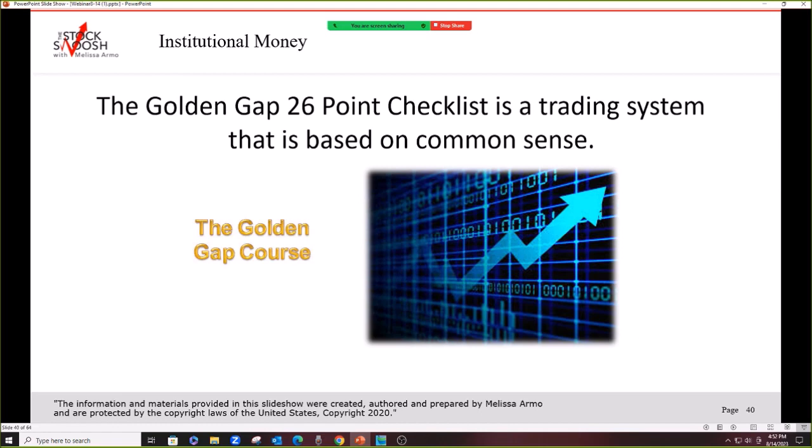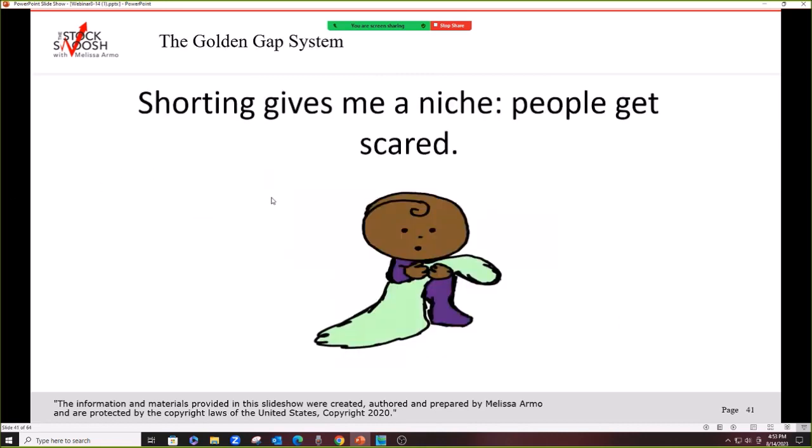It makes sense that shorting would be something in particular that would give you an edge. Many traders go long. They prefer to go long. They don't know how to short, or when they short, they do things that don't make sense. So you say, if I can get good at this, I can see how I can make a lot of money. I can see how things sell off faster than they rally. Shorting gives me a niche. People get scared when they're in positions and they're selling off.